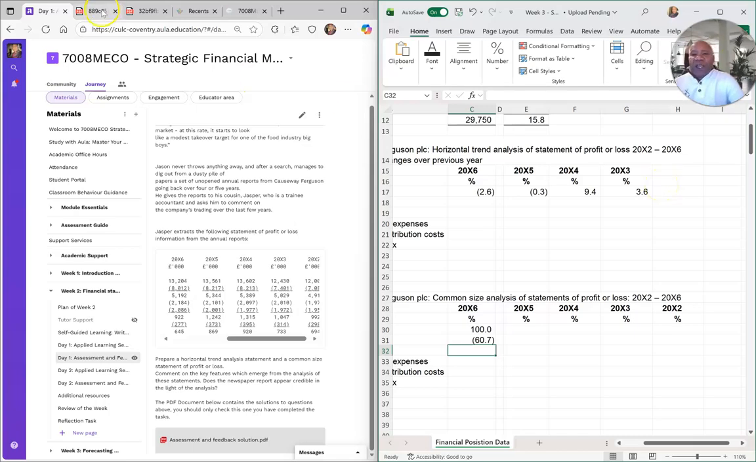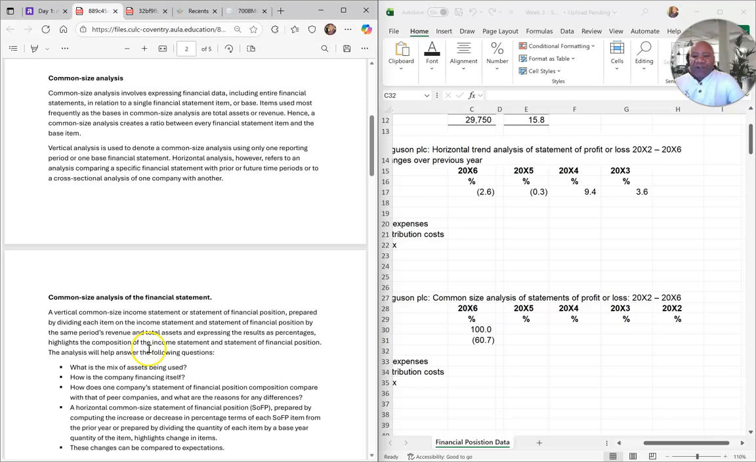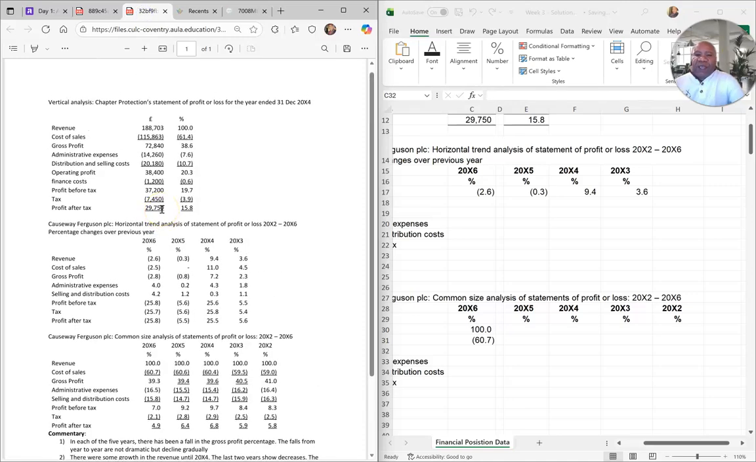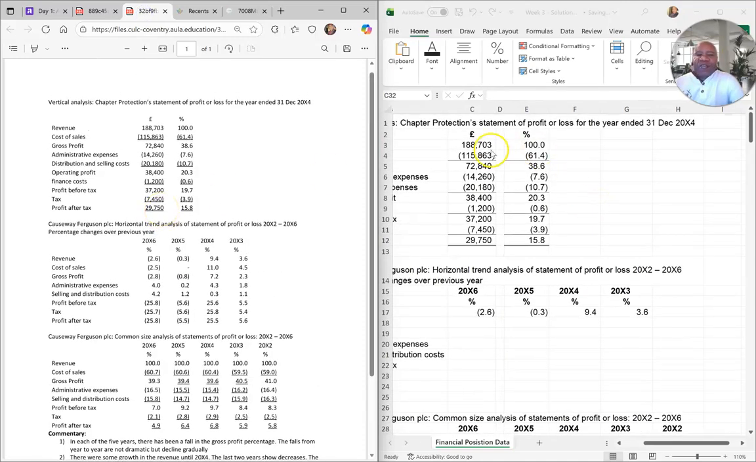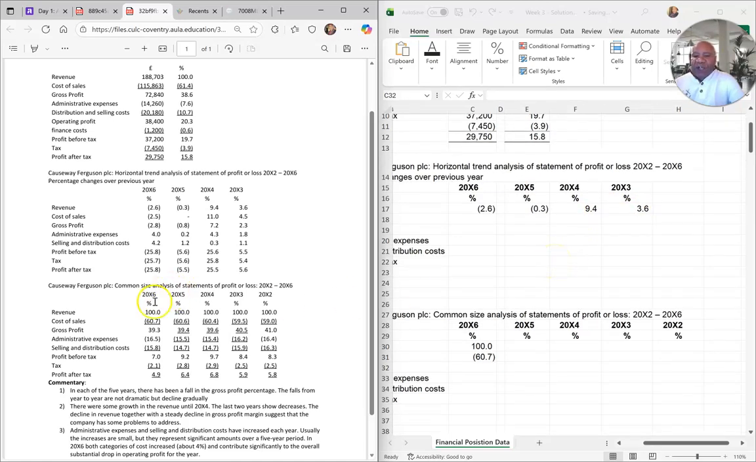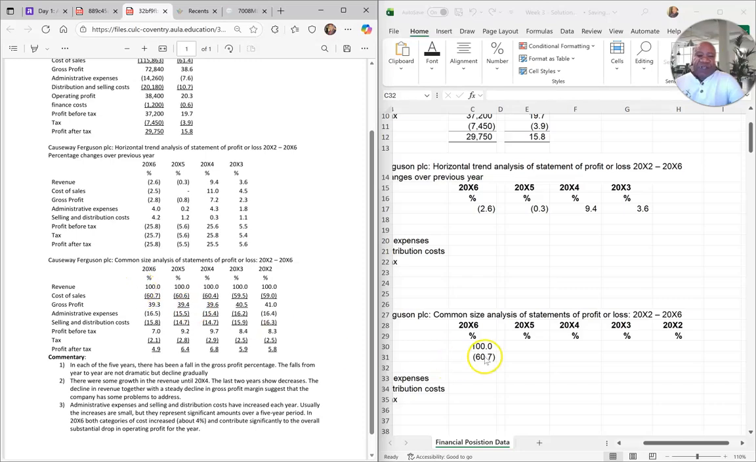Now, looking at the answer which is provided for you, you'll find that the answer is basically the same. And again, for this bit, I've already done the first year. You can see it's 2.6, minus 0.3, 9.4, and 3.6. And similarly, you can see that the answer is the same. You'll find the answers there.